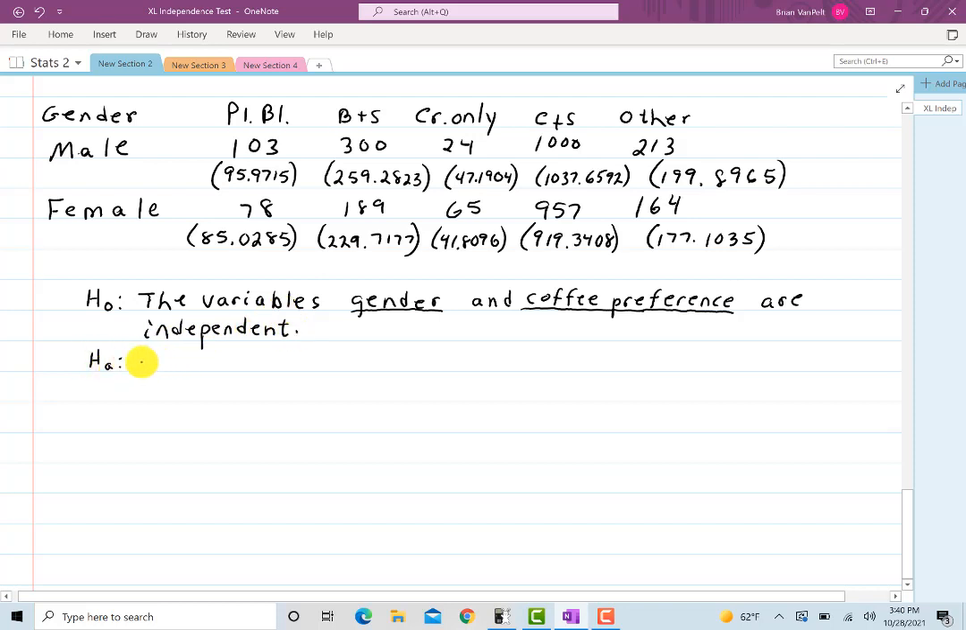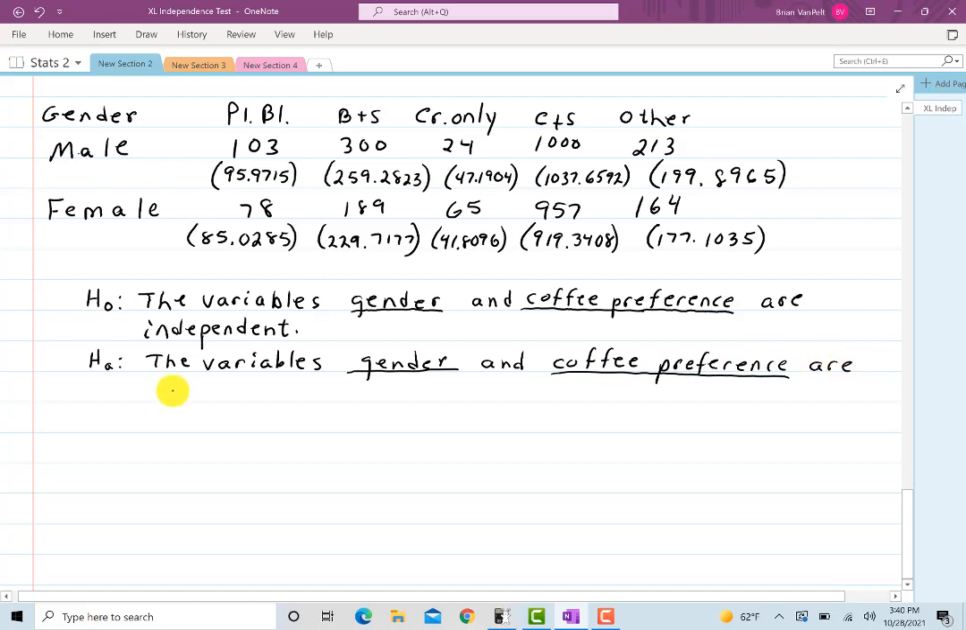And then HA would be the variables gender and coffee preference are dependent. The degrees of freedom look like this. You take R minus 1 times C minus 1. So the number of rows minus 1. So we had 2 minus 1 times, and then we had 5 minus 1. We had 2 rows, 5 columns. This is 1 times 4. So this is equal to 4.